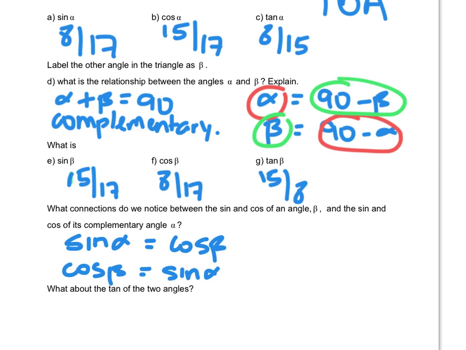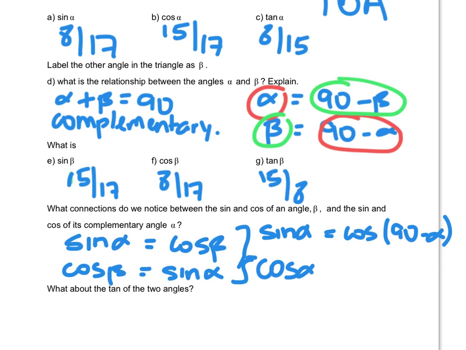Another way to note this down would be that sine alpha equals cosine of 90 minus alpha. And in the same way you could say that cosine of alpha equals sine of 90 minus alpha. So this is important, okay?